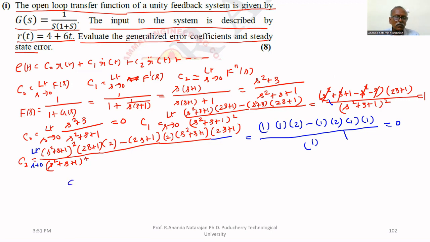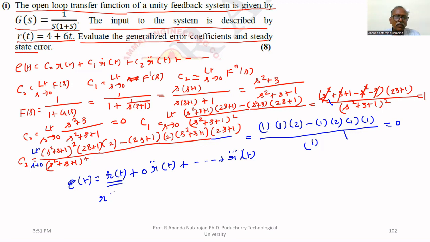Therefore, e(t) = C0 is 0, C1 is 1. Therefore, r(t) is r dot(t) plus this is 0, 0 r double dot(t) plus etc. Here r(t) is given. Evaluate the generalized error coefficients. We got only one nonzero coefficient. We can check for r triple dot; you have to differentiate once again and find.